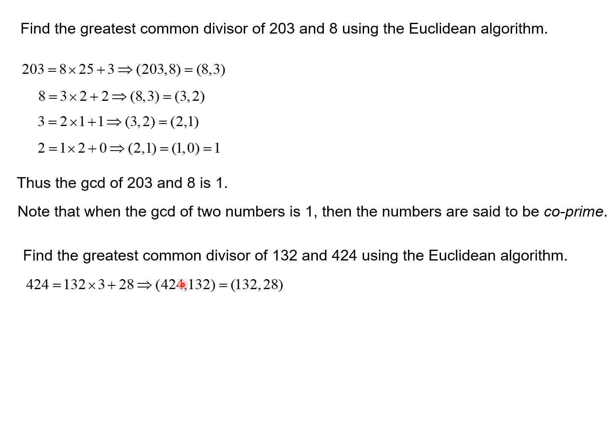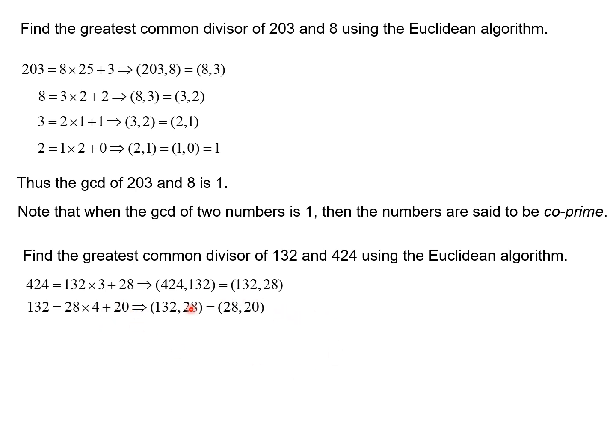Next, we need to find the greatest common divisor, right, of 132 and 424 using the Euclidean algorithm. So we start off by dividing 424 with 132. So 424 divided by 132, it will be 132 times 3 plus 28. And next, we will actually move on by dividing 132 with 28, right? The quotient with the remainder again, 132 and 28. And then we'll move on. We will get 132 equals 28 times 4, and the remainder is 20.